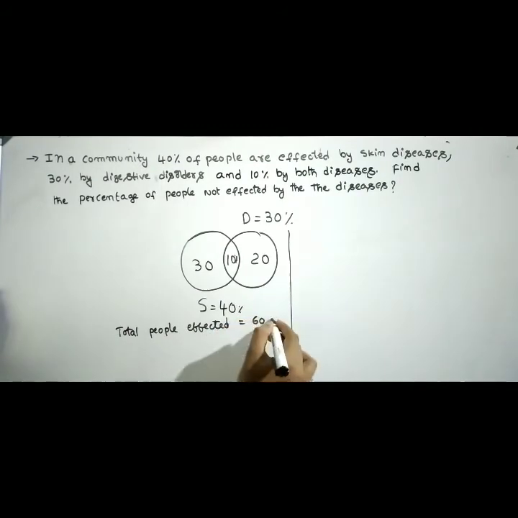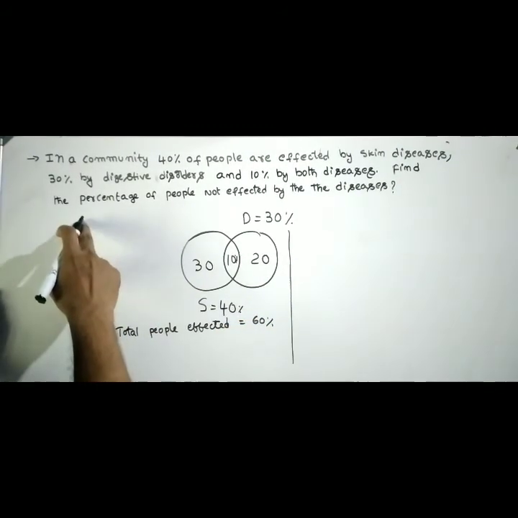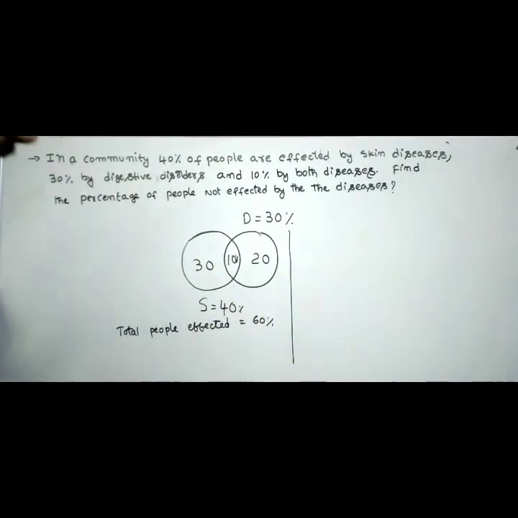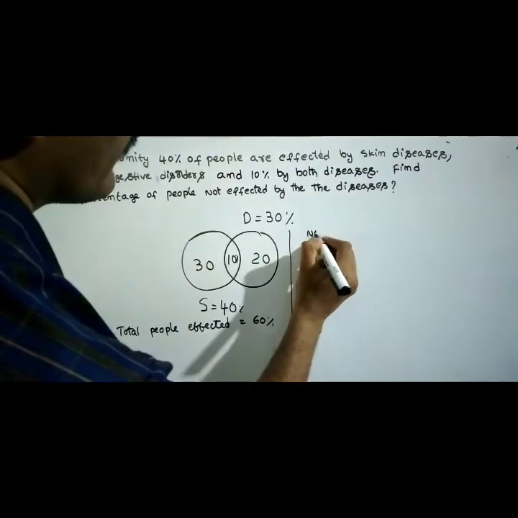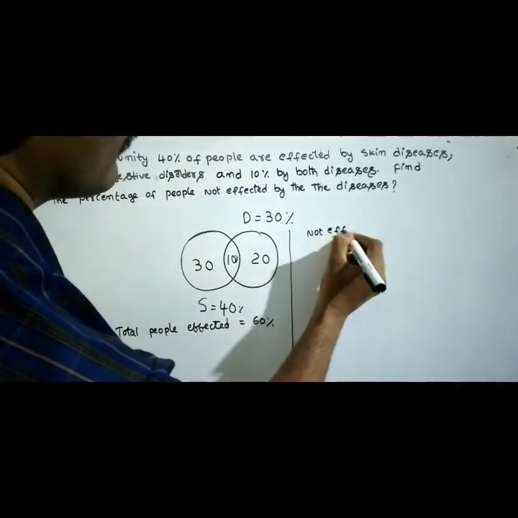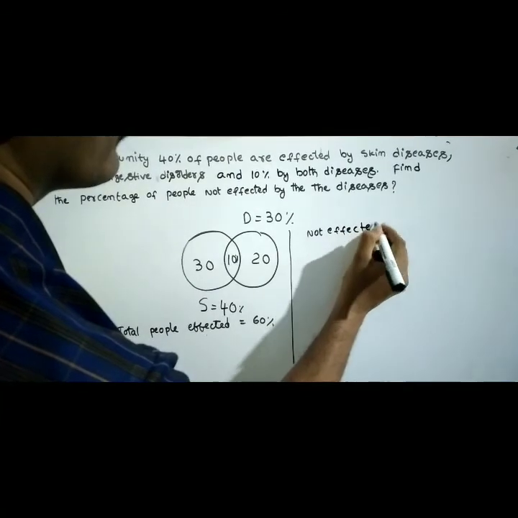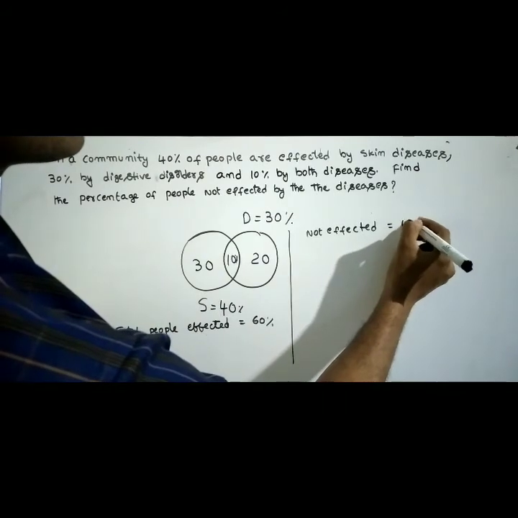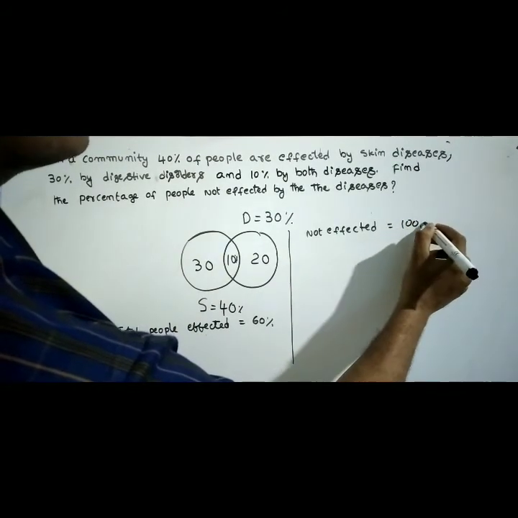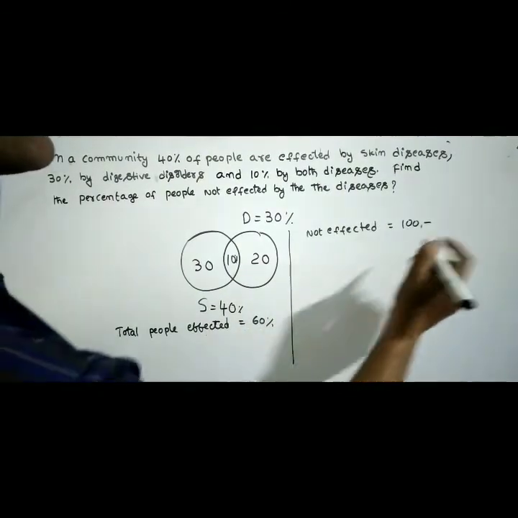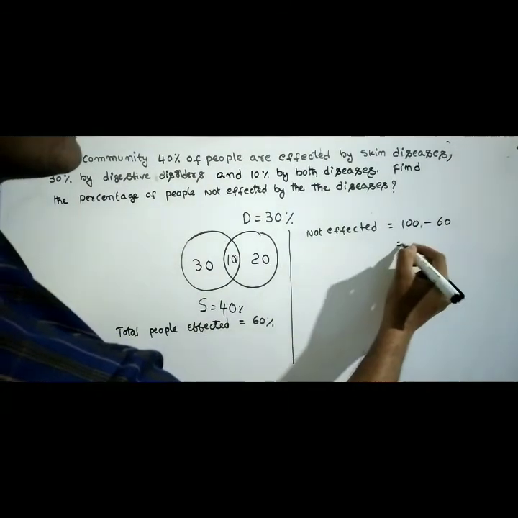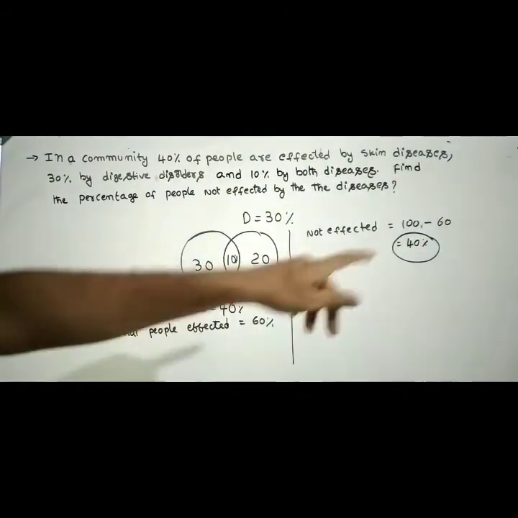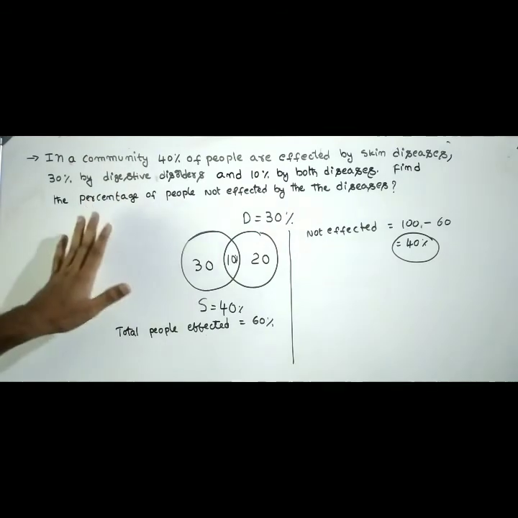Then this is 60%. Then what has he asked? Find the percentage of the people not affected by the diseases. See friends, not affected by the diseases, not affected equal to how much? Total how much? 100%. Minus affected people how much? 60. So this is 40%. 40% of the people are not affected by both the diseases.